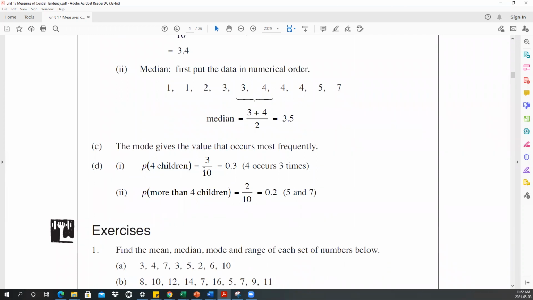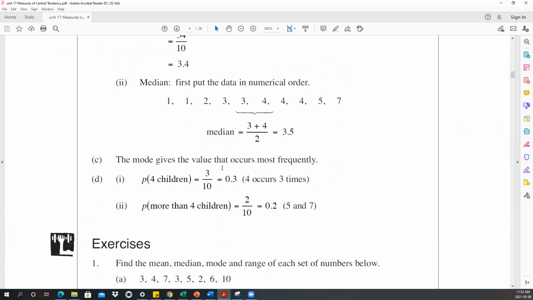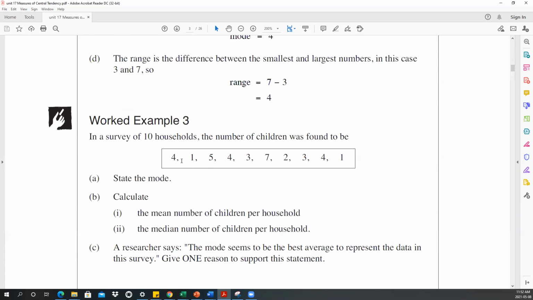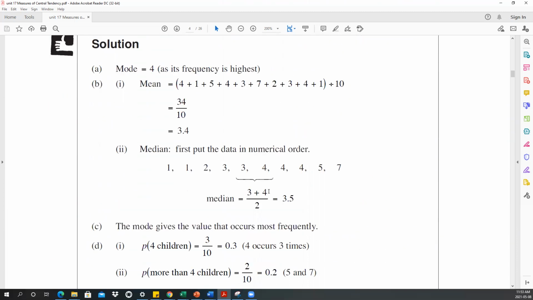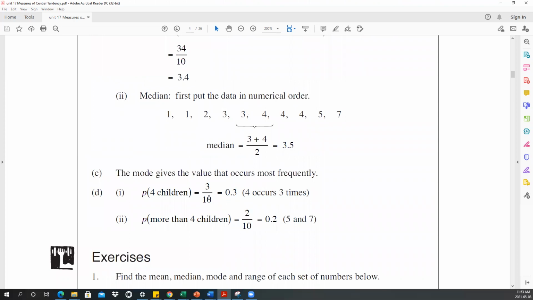This asks for the probability of 4 children. So 4 occurs 3 times. That's it: the number of times 4 occurs, 1, 2, 3 times, over the total number of households. We have 10 households, and in those 10 households, 3 of them have 4 children. So our probability is 3 out of 10.